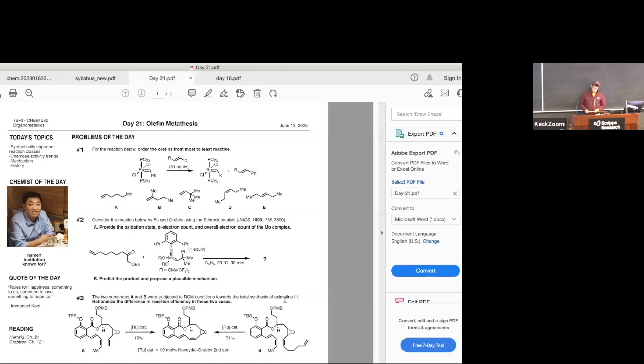So this is challenging you to think about how substitution pattern and sterics will affect reactivity. Question 2 asks you to consider, again, not catalysis, this is a stoichiometric example, treating this alkenyl ketone with an equivalent of the Schrock metathesis catalyst or complex in this case, and predicting the product. So let's take a look at these two.